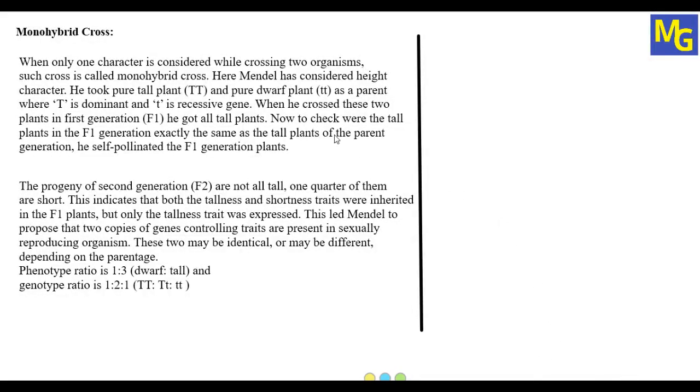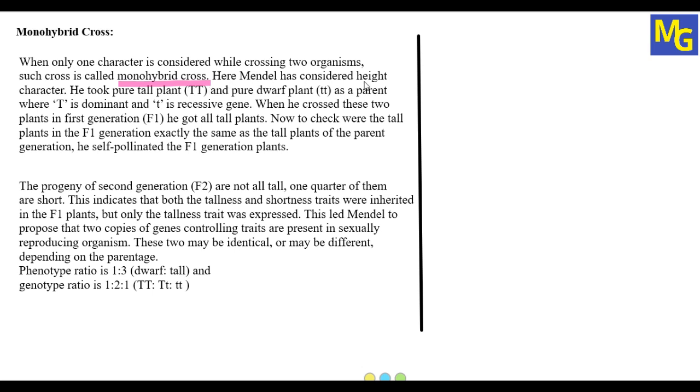So, hello students. Today we are going to start with monohybrid cross. That is, we are going to cross two plants with one character, and that is called a monohybrid cross. So let's start. When only one character is considered while crossing two plants, you can understand here, we are going to cross two organisms or two plants, and we are going to consider only one character. Such a cross is called a monohybrid cross.